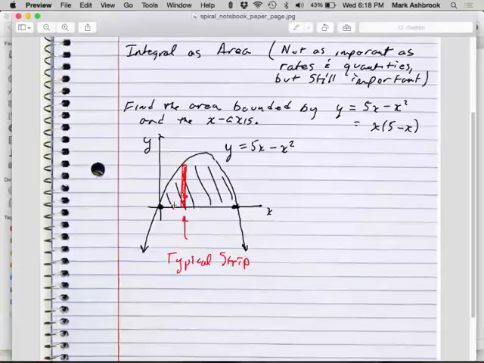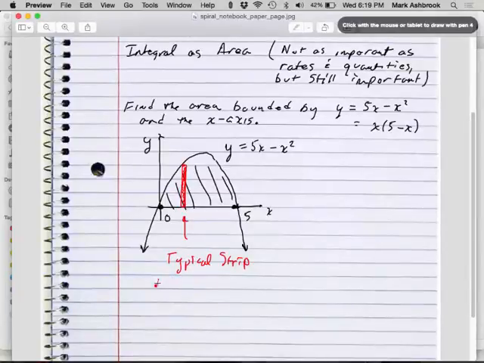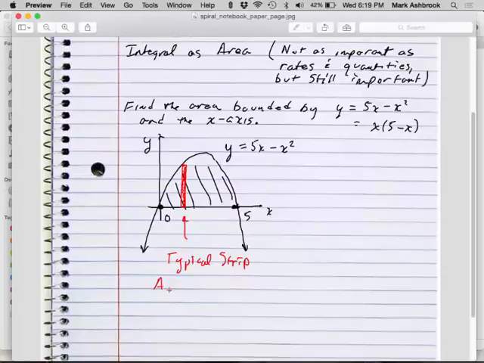And the idea is that we're going to add up all those typical strips, starting at x equals what? 0, and ending at x equals 5, okay? So we're going to add up all the typical strips from 0 to 5. So we need to find the area of a typical strip. So this is setup work now. So the area, let's see, area of a rectangle.